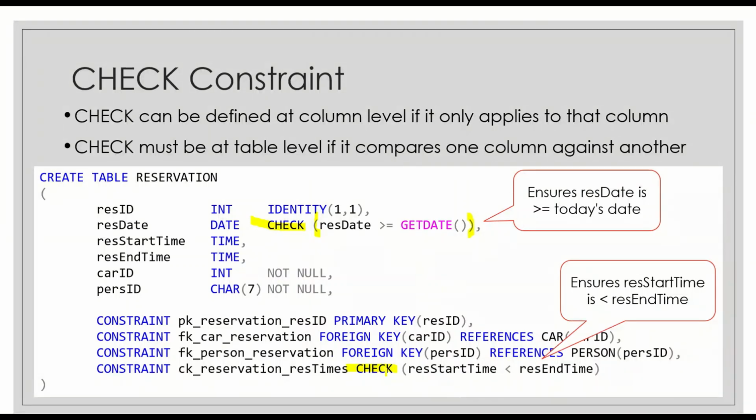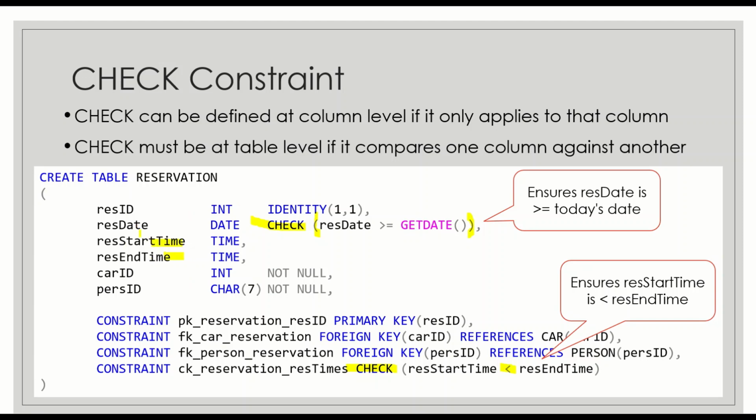The check constraint at the bottom here is posted at table level because it involves two different fields. So in this case, we're comparing one field's value against another field's value, that the start time has to be less than the end time. And we have these two fields defined here.